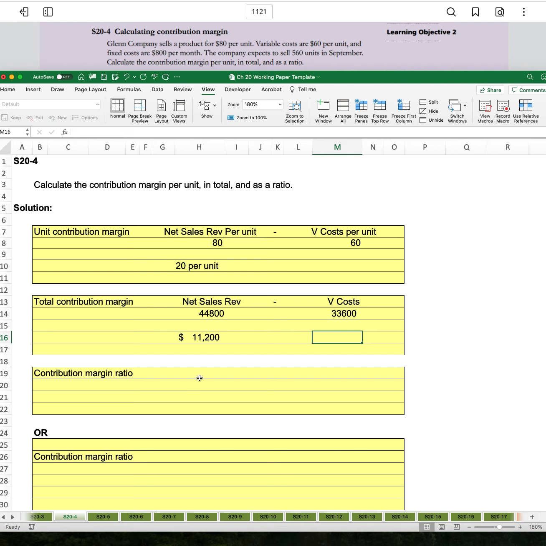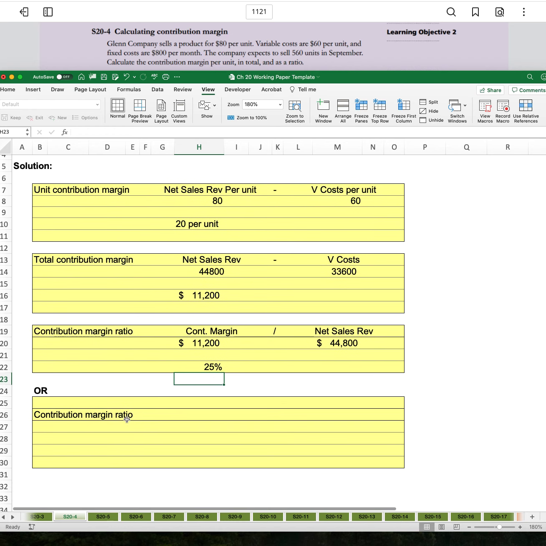The contribution margin ratio is the contribution margin divided by our net sales revenue. And so that would be our contribution margin of 11,200 divided by our net sales revenue of 44,800. And when we divide those, we get 25%.